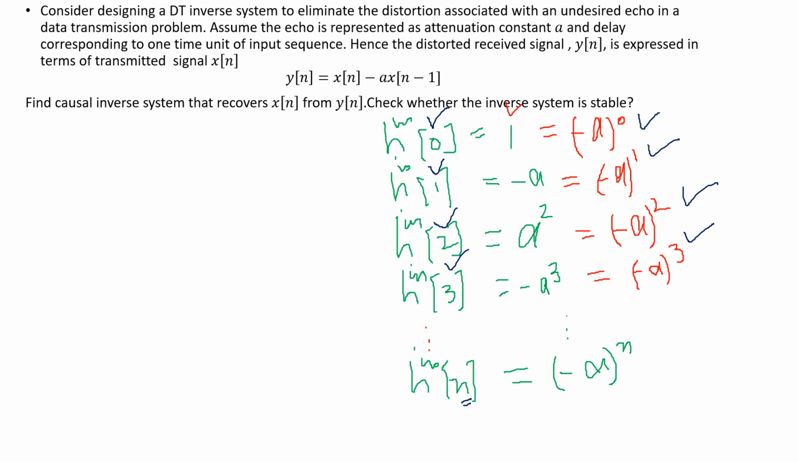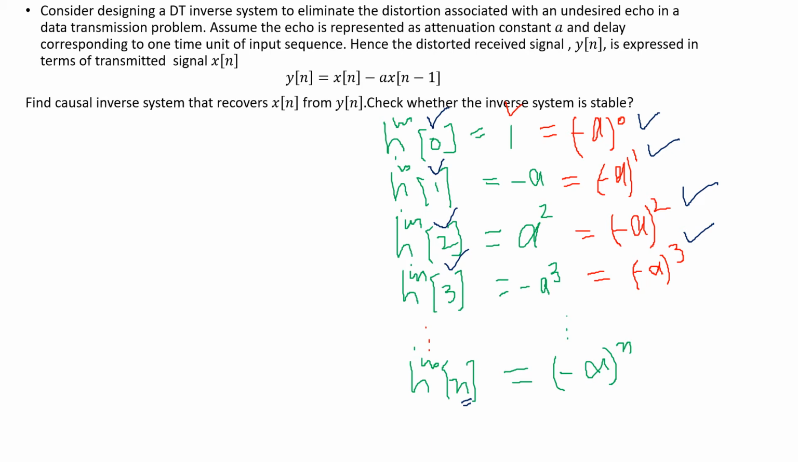Okay, so that's the generalized expression for the causal inverse system, and you understand why this is causal, because for a causal system we say the response is 0 when the argument is negative. So based on that we derived this expression. We said h of n equals 0 for negative values of n, and for the positive values of n we found by putting different values, n equals 0, 1, 2, and 3, and then we generalized it. So this is the impulse response of the inverse system.